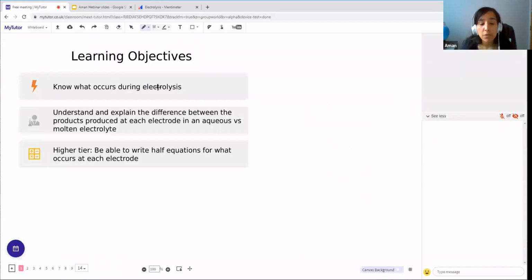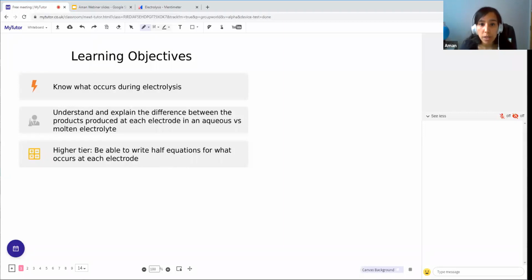So the learning objectives for today are to know what occurs during electrolysis, so specifically to do with the equipment that we use and how electrolysis works. We need to understand and explain the difference between the products at each electrode in an aqueous versus a molten electrolyte, which we'll go into a lot more detail with. And then the higher tier is to be able to write half equations for what occurs at each electrode. We may not get onto this today, but we'll see how we get along.